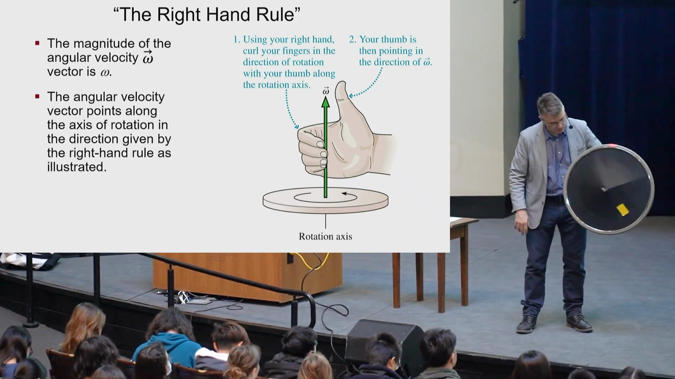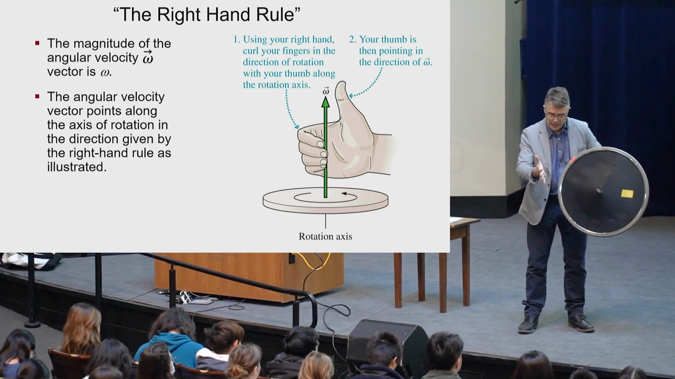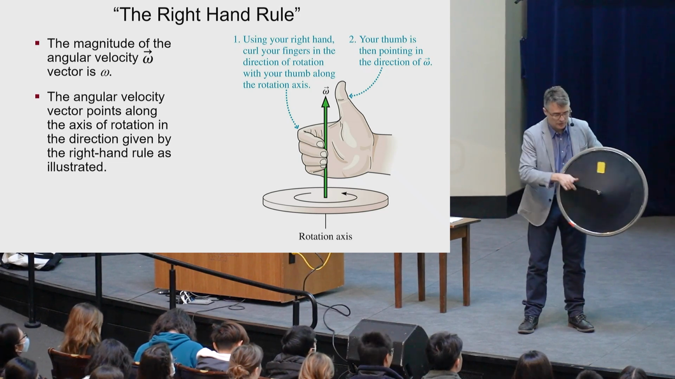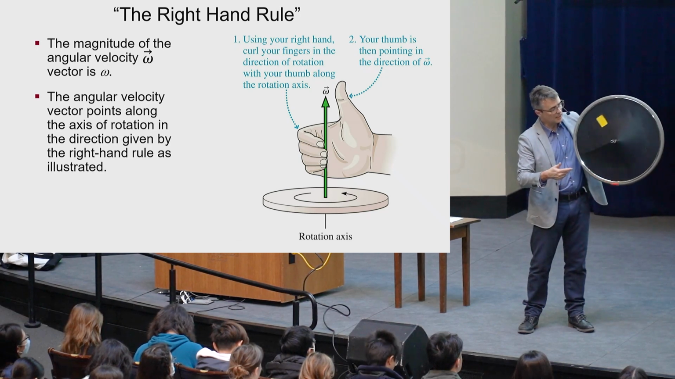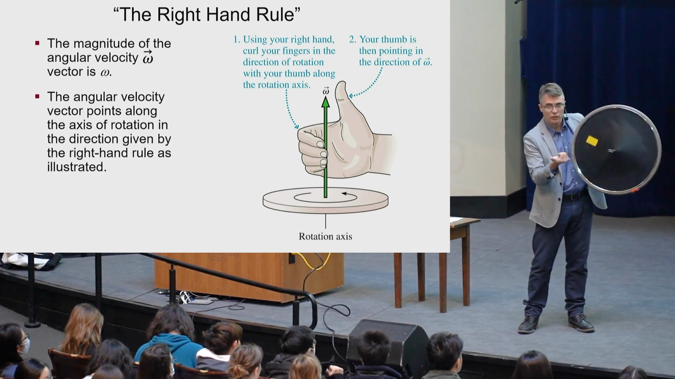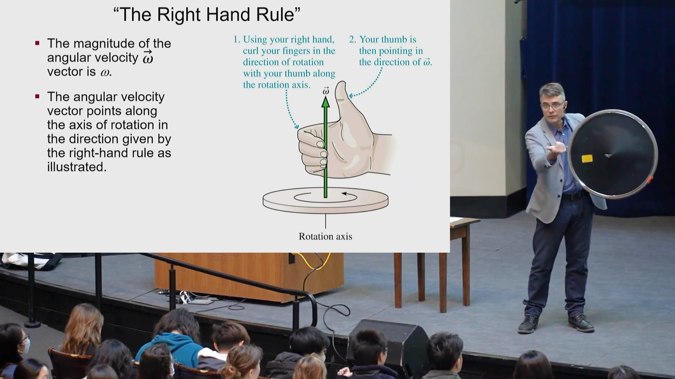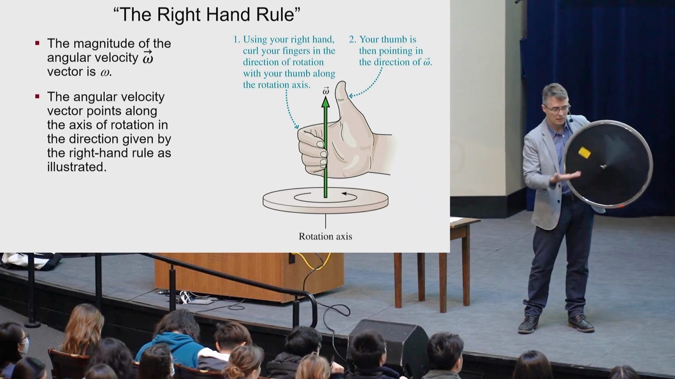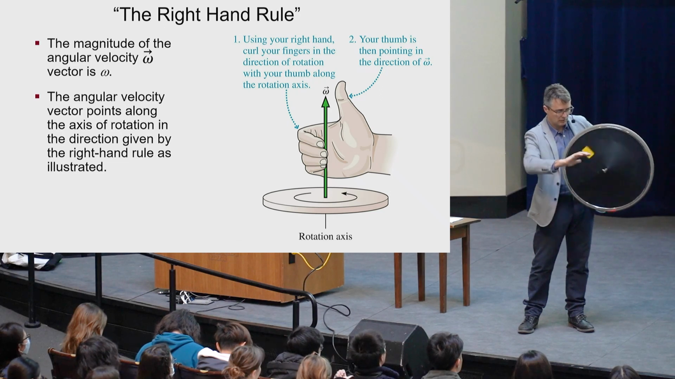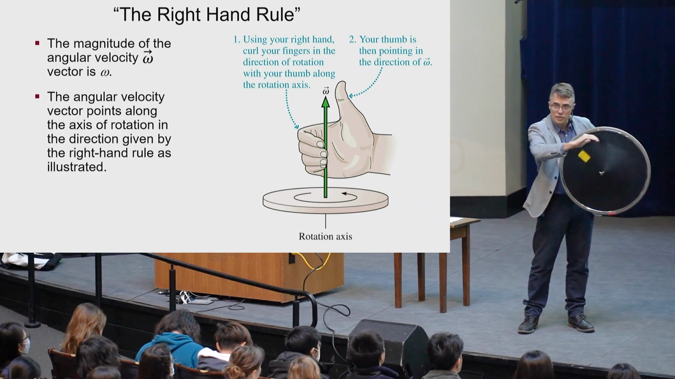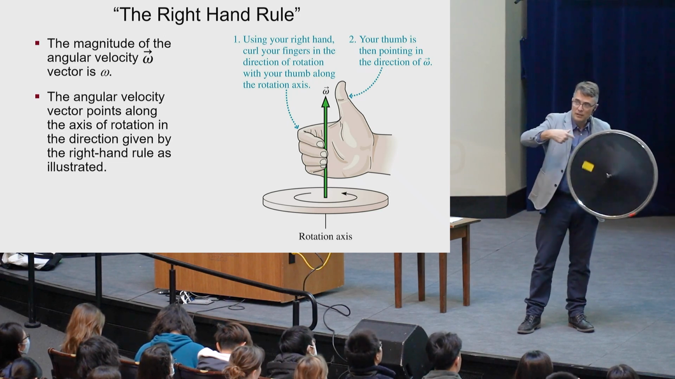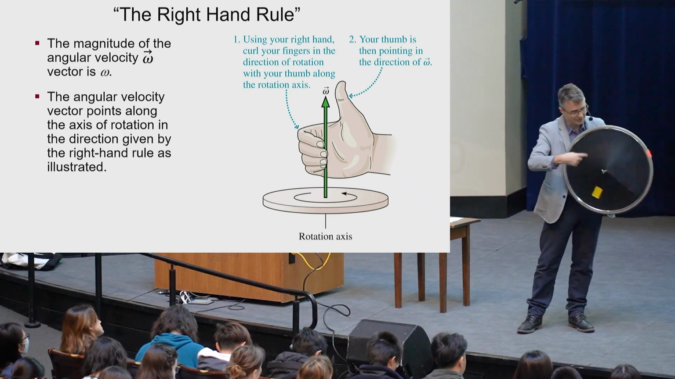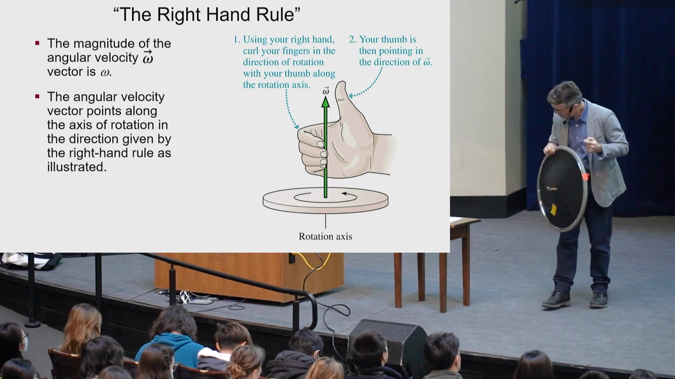Basically, if this thing's going counterclockwise, you take your right hand, and you know that the omega vector is perpendicular to the plane of rotation. So it's either towards you or away from you. You take the fingers of your right hand and curl them in the direction that the thing is rotating. If your thumb is pointing out, that means omega is towards you, out of the page. If you turn it this way, you have to flip your hand in order to rotate your fingers in the direction that it's rotating. Now your thumb's this way, so omega is pointed into the page, into the screen. That's called the right-hand rule.